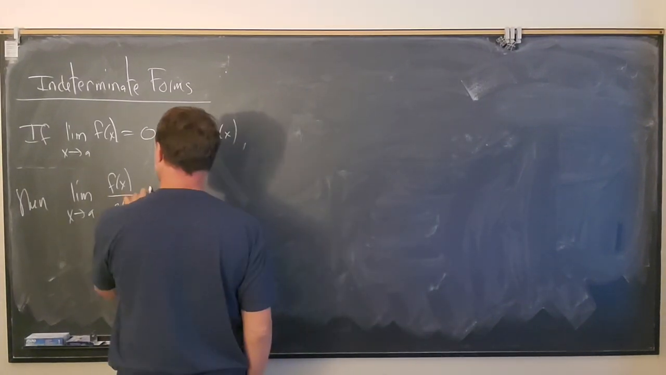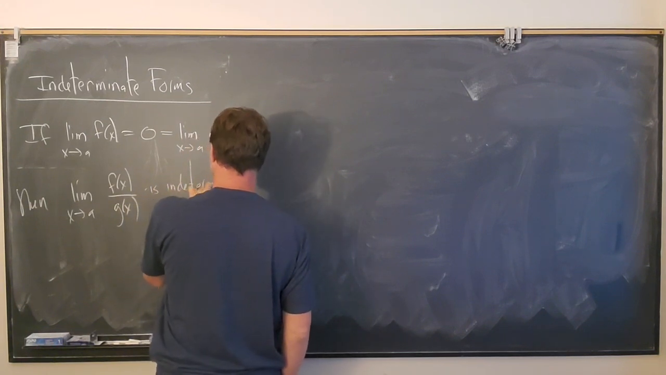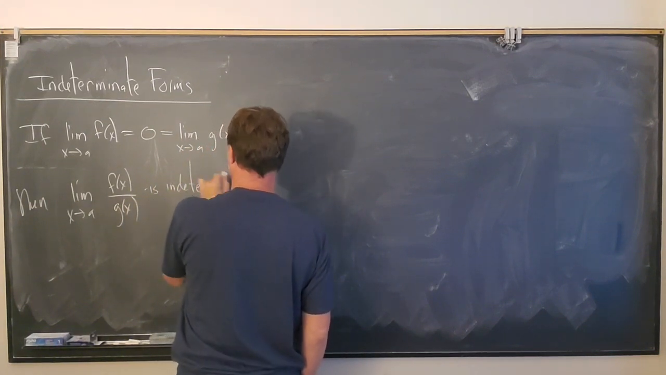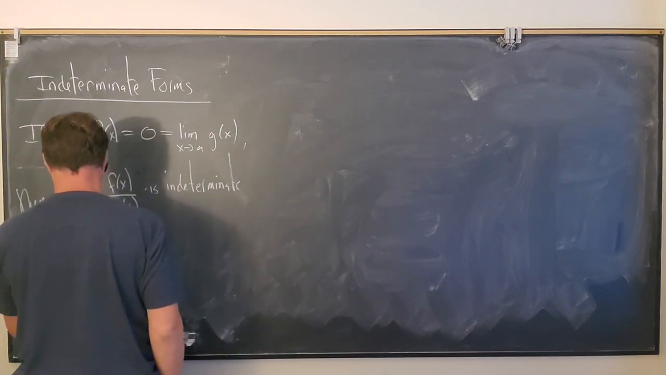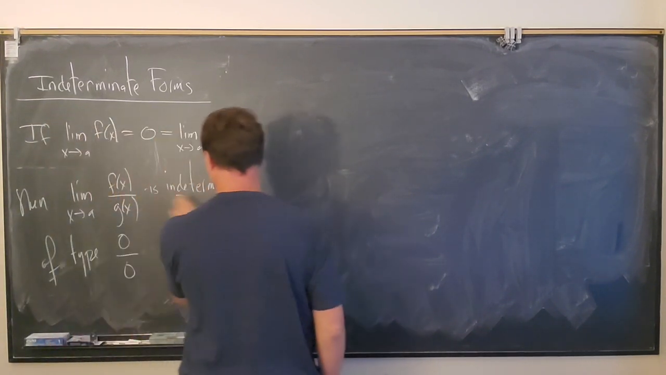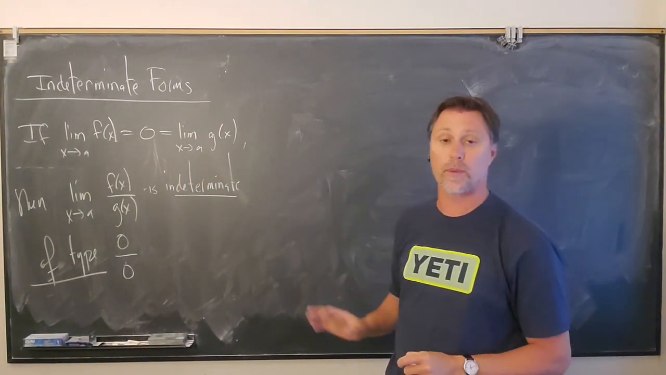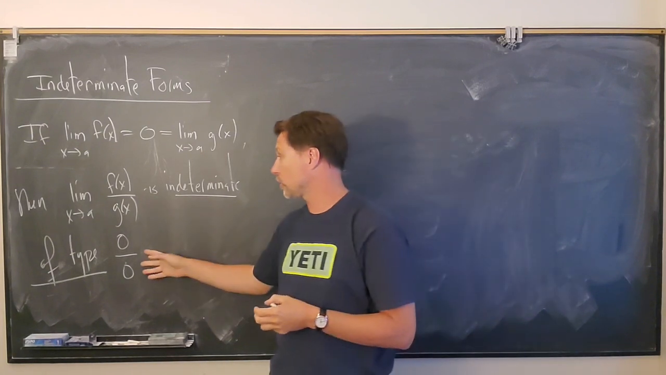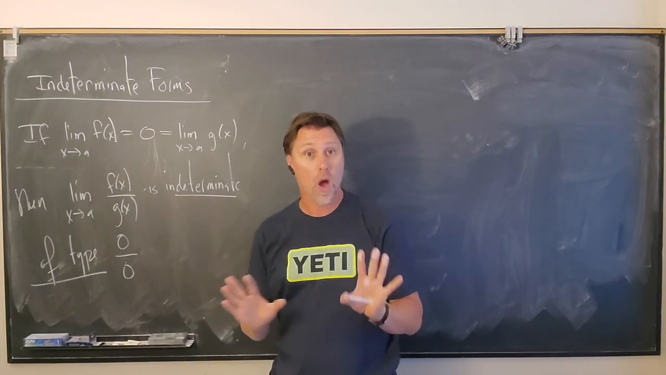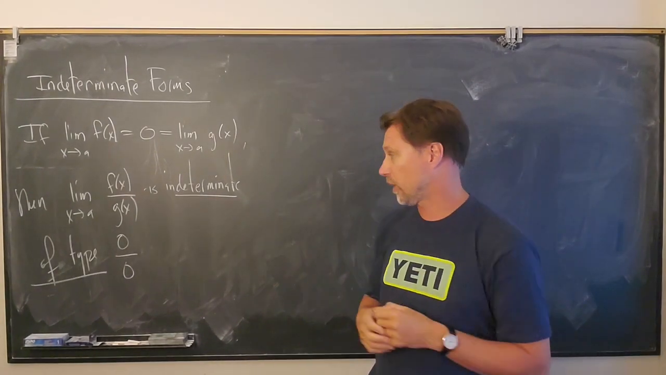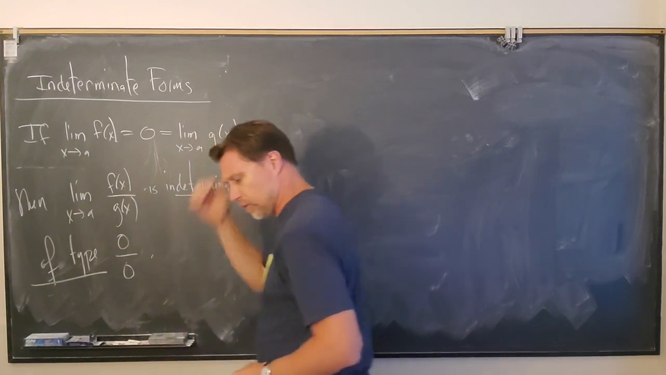What we say is that this is indeterminate of type 0 over 0. So when we say that it's indeterminate, we are not saying that it's equal to 0 over 0. What we're saying is that it requires further analysis. We don't know what the limit is at this point. It's indeterminate. So that's the indeterminate form of type 0 over 0.